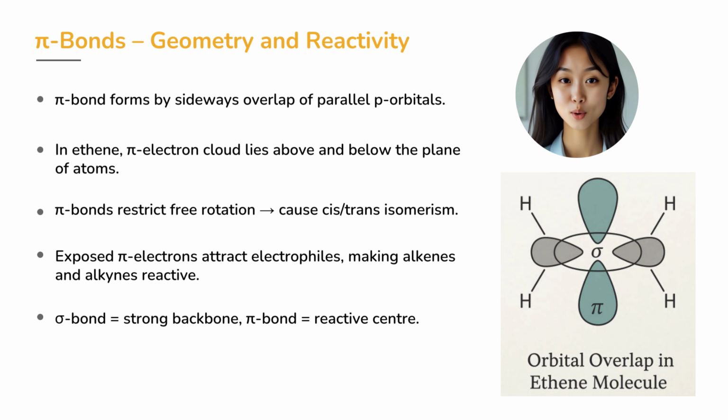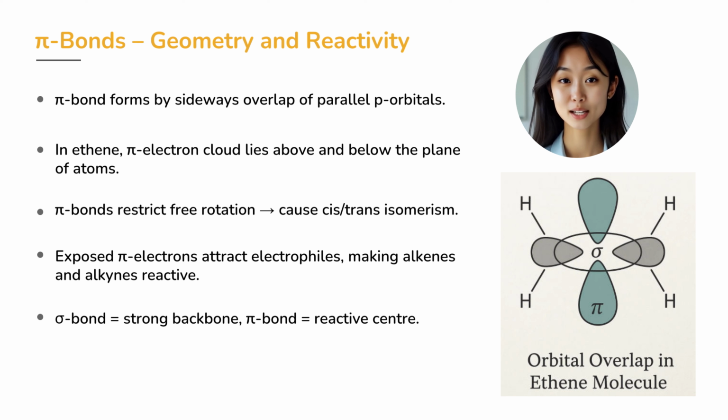Let's talk about pi bonds, the sideways artists of chemistry. A pi bond forms when 2p orbitals on neighboring carbons overlap sideways. Take ethene, C2H4. All the atoms lie in the same plane, but the pi electron cloud sits above and below this plane. Two consequences follow. First, no free rotation is possible around a carbon double bond. That's why alkenes show cis and trans isomerism. It's like a door hinge locked in place.